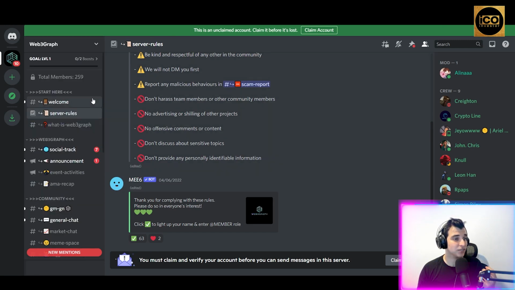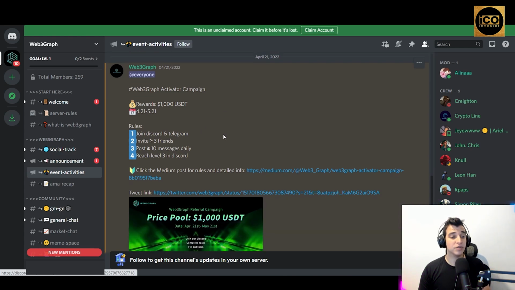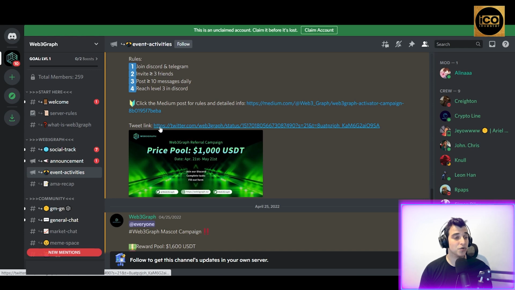In order to get it, all you need is to click on events in here. That way you will be able to see, first of all, the activator campaign, where the reward is 1000 USDT, which is equal to US dollars. All you need to do is join the Discord and Telegram, invite 3+ friends, post 10+ messages daily, and reach level 3 in Discord. Also, it will be a great idea to click on the Medium post for roles and detailed info, and that way you will be able to read much more. You can also go to their tweet link and read more.